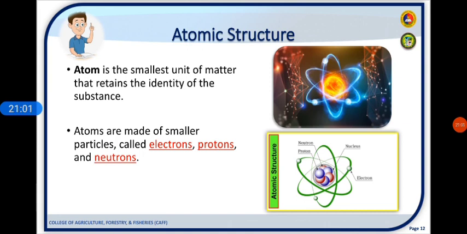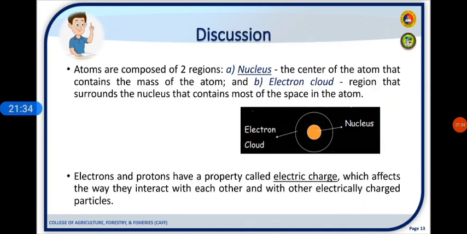So let us proceed to the atomic structure. Atom is the smallest unit of matter that retains the identity of the substance. You have learned in your general chemistry that atom is the smallest unit of matter, and these atoms are made of smaller particles, which we call the subatomic particles: electrons, protons, and neutrons.